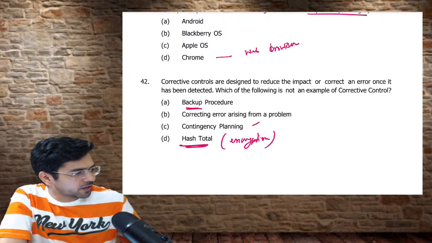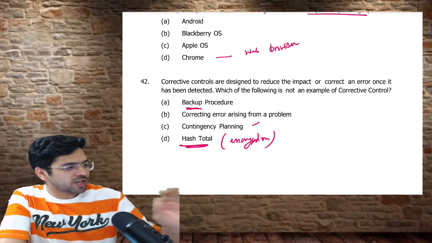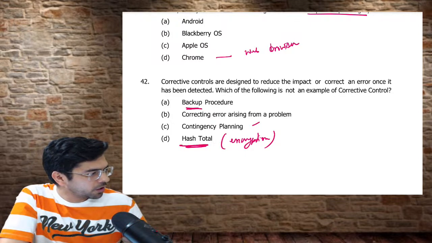I hope everyone is clear. Please write yes in the chat box if you have understood the concept.